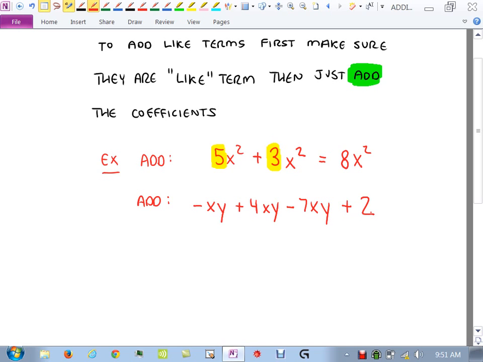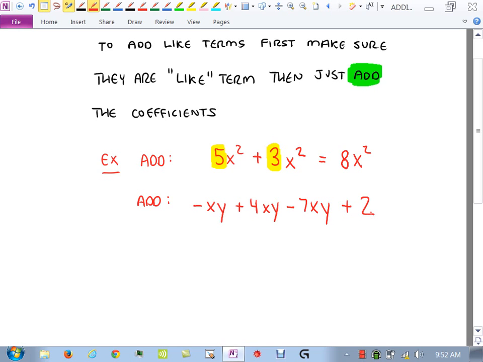Okay, so when we look at these, we have how many terms? 4 terms total, right? 1, 2, 3, 4. Notice that when you have terms, they're always separated by addition and subtraction. Remember, each term by itself just has multiplication going on in between the letters and the numbers, but between terms is addition or subtraction. So we have 4 total.